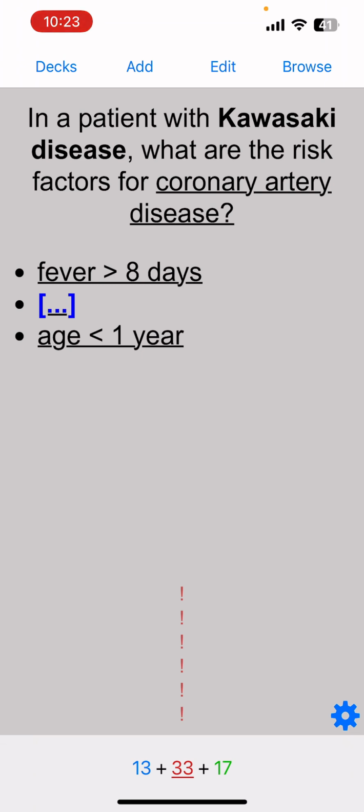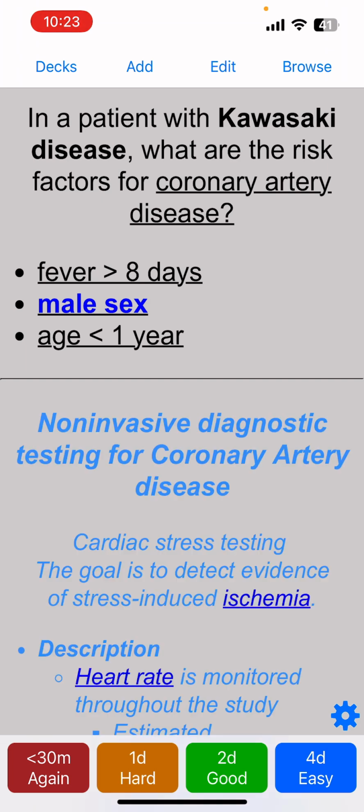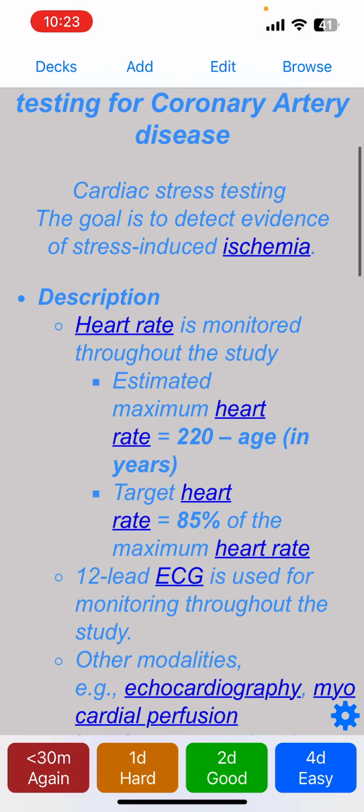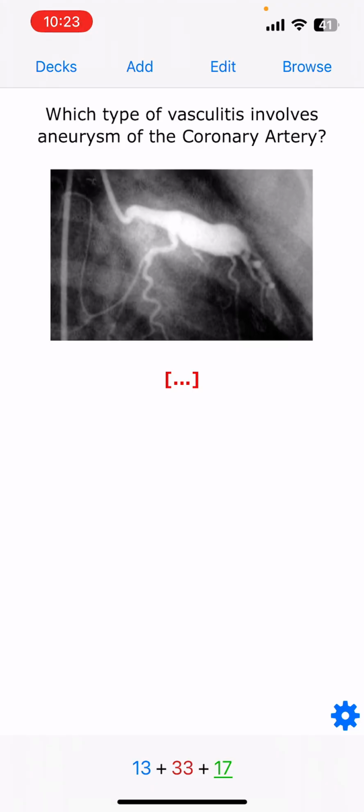Coronary artery disease. What else do you have? Fever, age. If they have Asian ethnicity or male sex, okay. I figured it was some other demographic thing. Male sex, okay. Alright. Which type of vasculitis involves aneurysm of the coronary artery? Kawasaki disease.